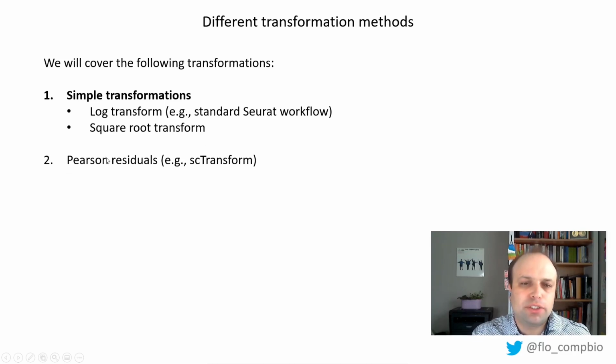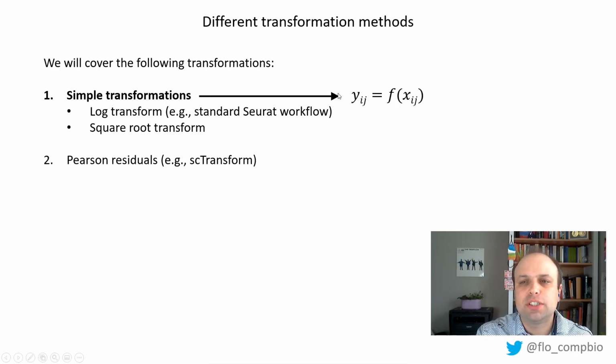And the alternative to these simple transformations are Pearson residuals, for example, in a method called sctransform. And so simple transformations, the idea is simple. You're basically applying some function independently to each measurement. So i is the index for the cell, j is the index for the gene. So x_ij is the measurement, the UMI count, for cell i and gene j. And you're just applying some function f to that measurement, to all of those measurements, and you get some transformed value y, and that's all that you do.